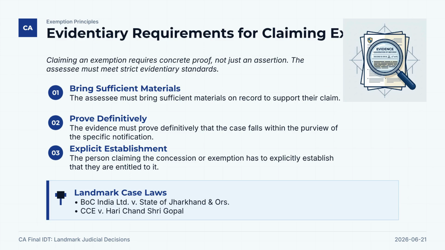Merely asserting eligibility is never sufficient for claiming an exemption. Courts require concrete evidence and supporting materials. According to the rulings in BOC India Limited and Harichandra Sri Gopal, the assessee must bring sufficient records and documents to establish beyond doubt that the transaction falls within the scope of the exemption notification. In other words, eligibility must be explicitly demonstrated rather than assumed. Whenever you encounter a case study, examine whether the facts and documents provided are adequate to satisfy the notification's requirements. Lack of evidence often becomes the deciding factor in exemption disputes.